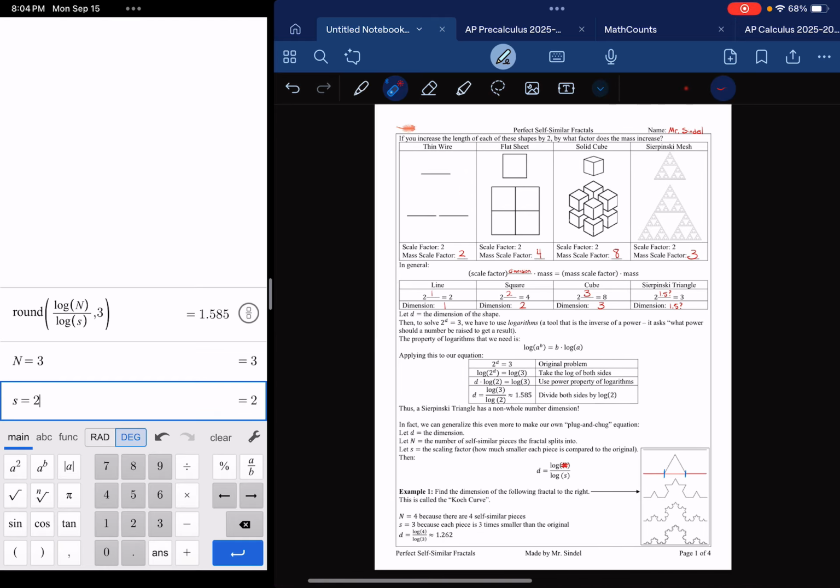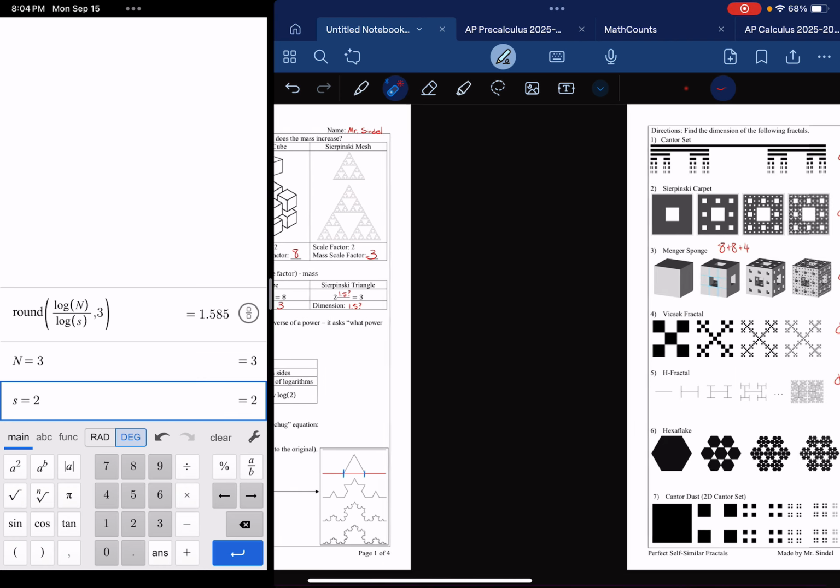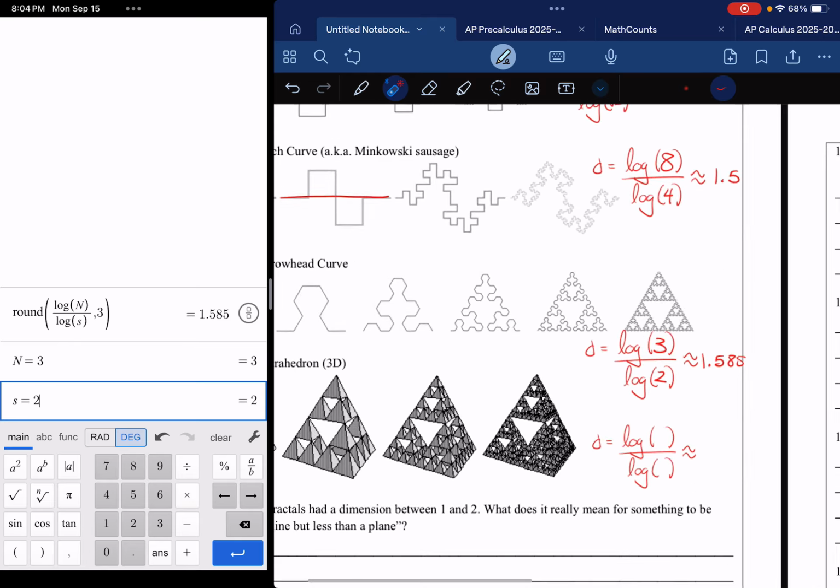Yes, it looks familiar. It looks like the Sierpinski triangle that we had up here. That also had 1.585. Because they look the same, they have the same fractal dimension, which is kind of cool that our math did agree there.